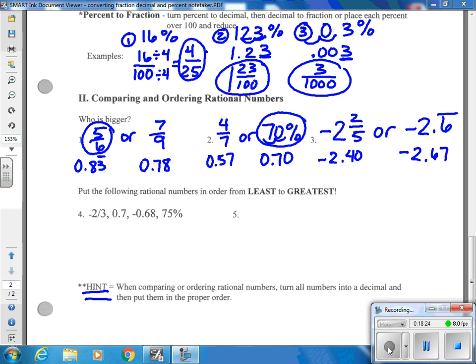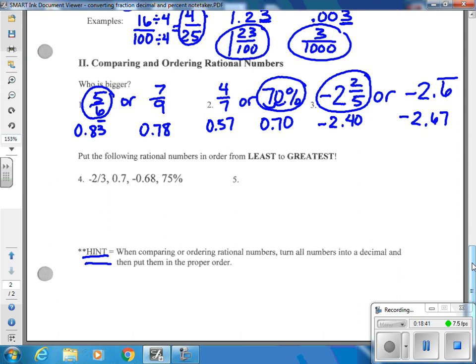So the person who is bigger is the person who owes you the least amount of money. So in this case, $2.40 owing us is a lot better than owing us $2.67. That means that this number is bigger. Right, so always try to make it into decimals and money because everybody understands money.